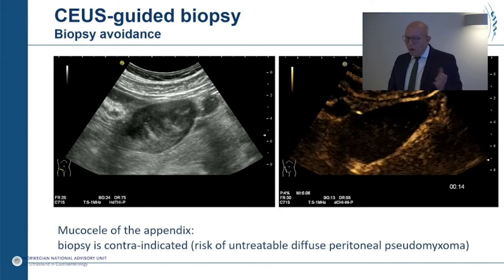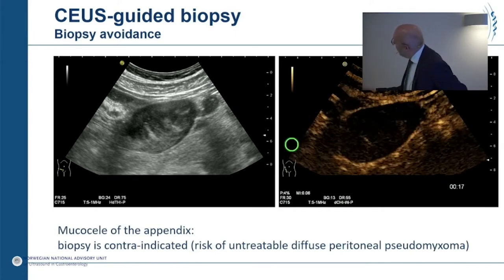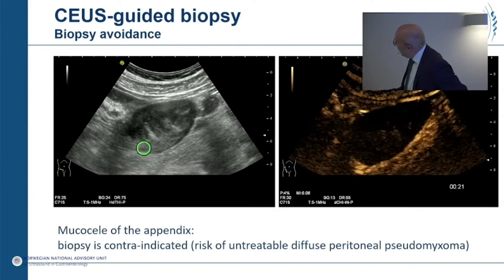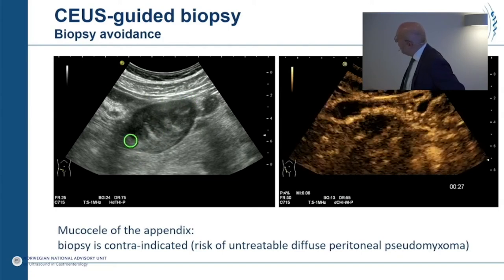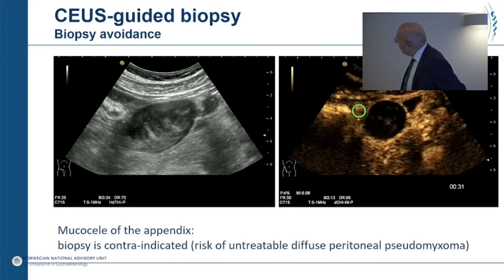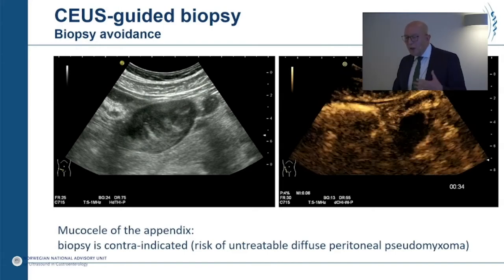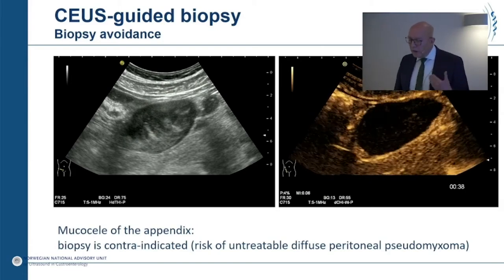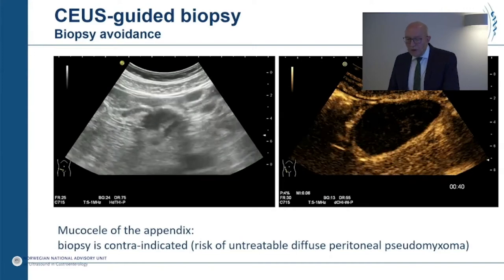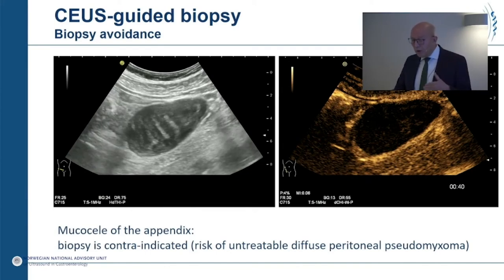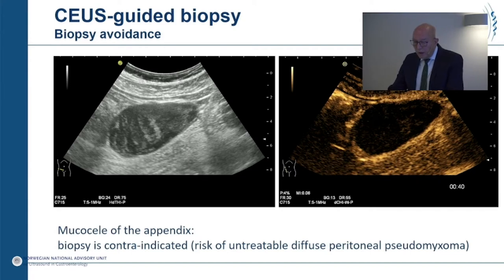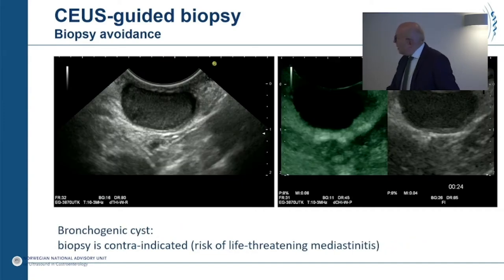Another, a little bit more complex example is this mass lesion in the right lower quadrant, and it seems that this may be cystic, but there's some material inside. There's a clear diagnosis using contrast-enhanced ultrasound, because it shows you there's no vital tissue. It is clearly a cystic tumor, and in this position likely a mucocele of the appendix. And of course, you should avoid biopsy because this can lead to untreatable diffuse peritoneal pseudomyxoma, depending on the histological diagnosis of this mucocele.